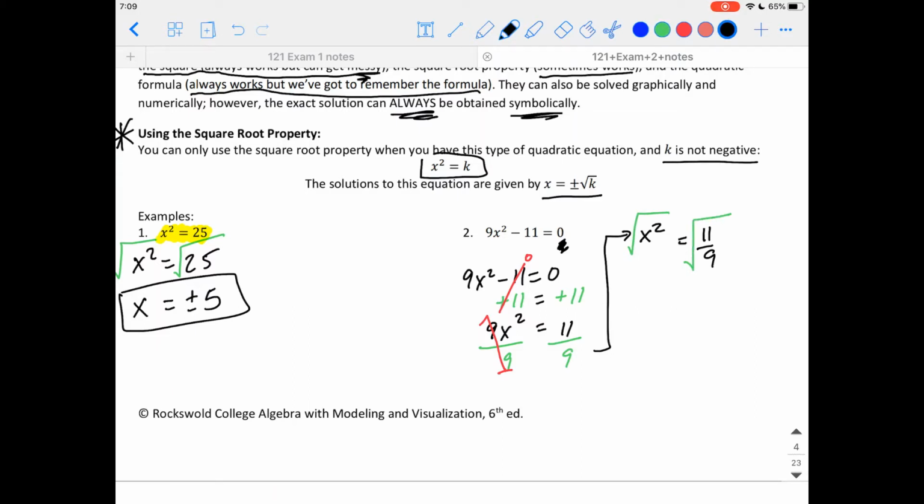On the left-hand side, I'm left with x is equal to, and again, I can't forget, it's going to be positive and negative, the square root of 11/9. Now, I can simplify this into the square root of 11 over the square root of 9, and the square root of 9 is a beautiful 3. So x is equal to plus or minus square root of 11 over 3. If you do square root of 11 over 3 and negative square root of 11 over 3 on your calculator, you're going to get those decimal approximations that we saw on the calculator.